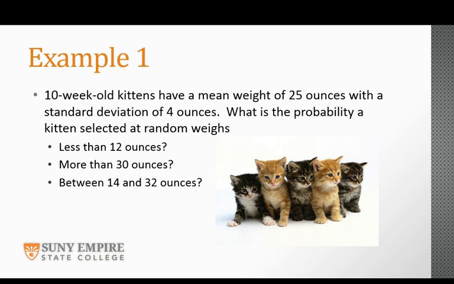In a previous resource, we saw evidence that 10-week-old kittens have an average weight of 25 ounces with a standard deviation of 4 ounces. Suppose we are about to adopt a new kitten. What is the probability that the randomly selected kitten weighs less than 12 ounces, or more than 30 ounces, or weighs between 14 and 32 ounces?